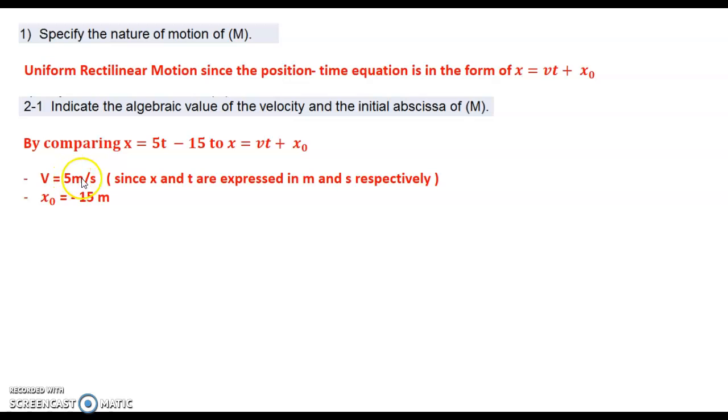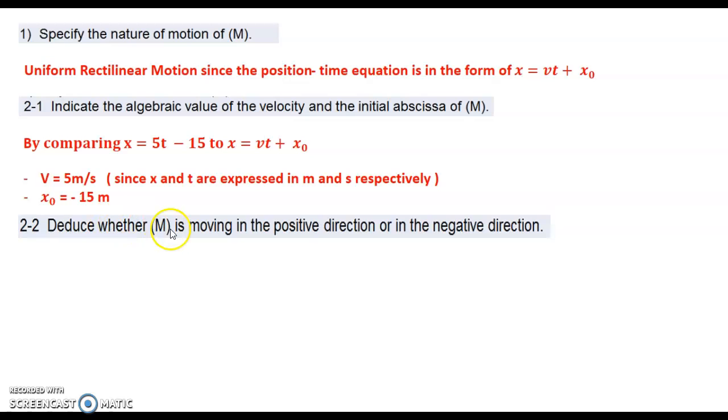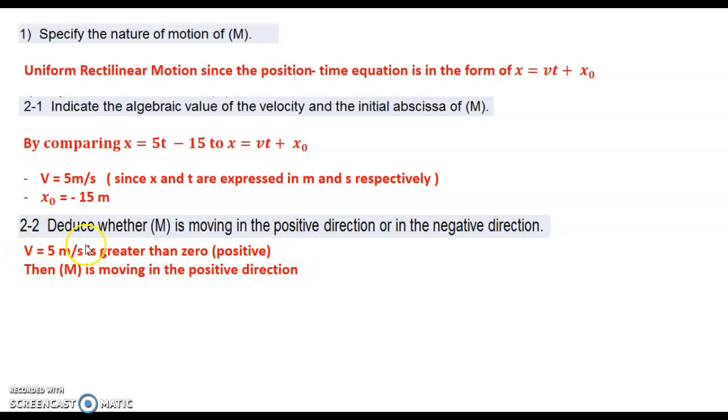V equal 5 meters per second. How did we know that it's meters per second? Because x and t are expressed in meter and seconds respectively. And x naught is equal to minus 15 meter. Deduce whether M is moving in the positive direction or in the negative direction. V equal 5 meter per second is greater than 0, it's positive, then M is moving in the positive direction.